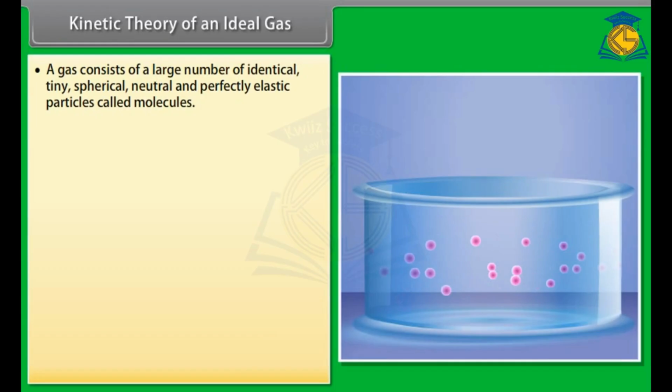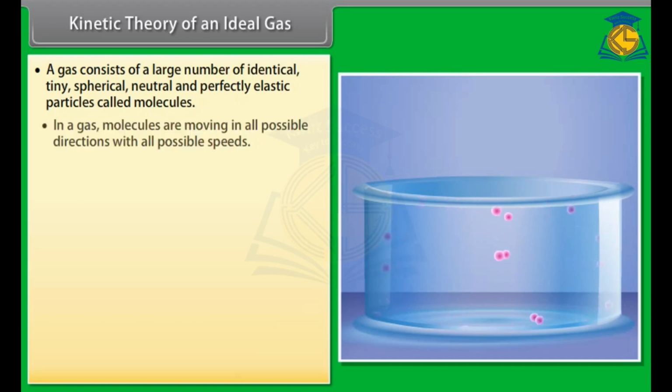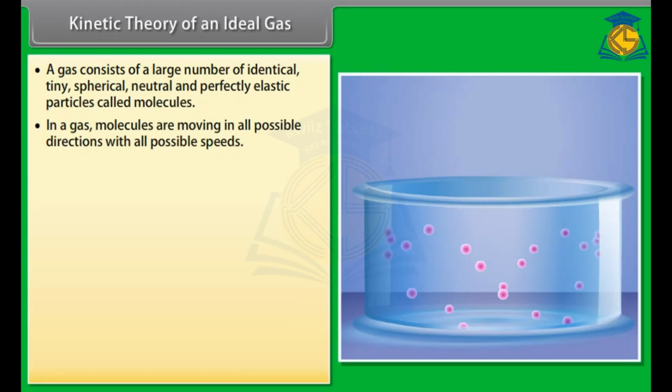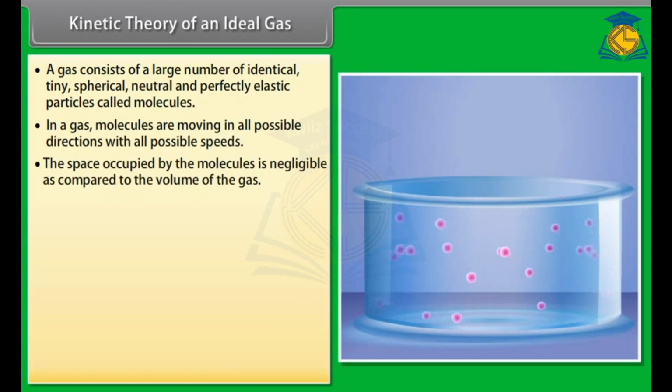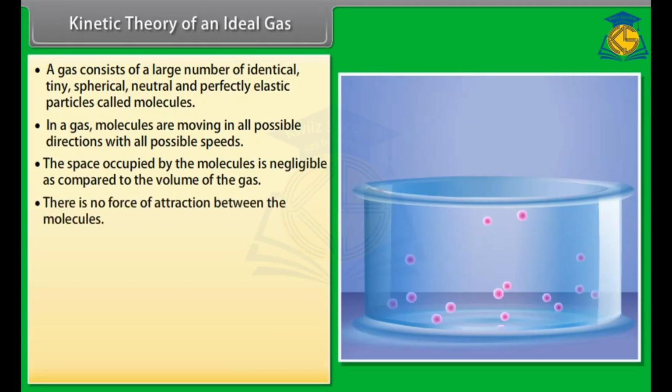Kinetic theory of an ideal gas. A gas consists of a large number of identical, tiny, spherical, neutral and perfectly elastic particles called molecules. In a gas, molecules are moving in all possible directions with all possible speeds. The space occupied by the molecules is negligible as compared to the volume of the gas. There is no force of attraction between the molecules.